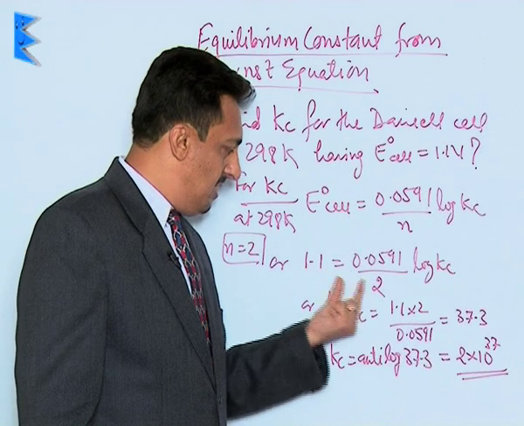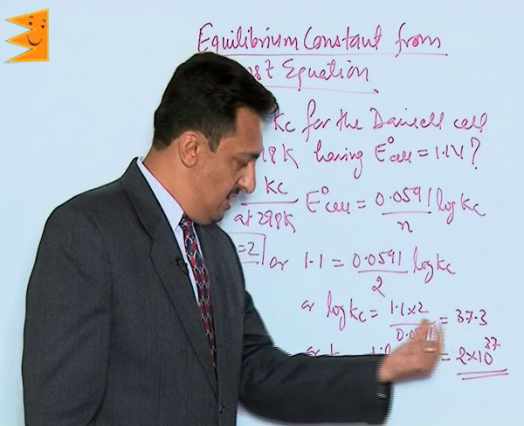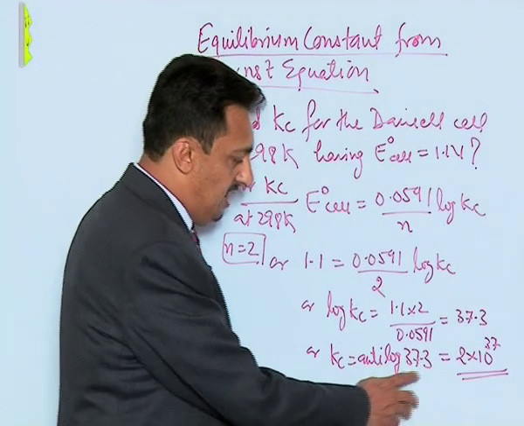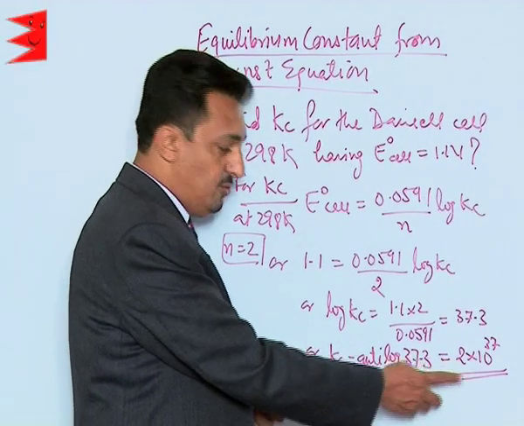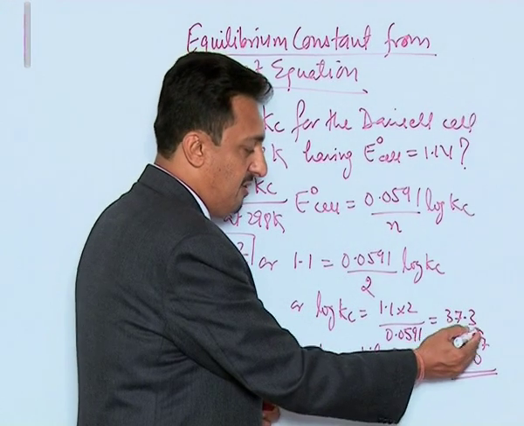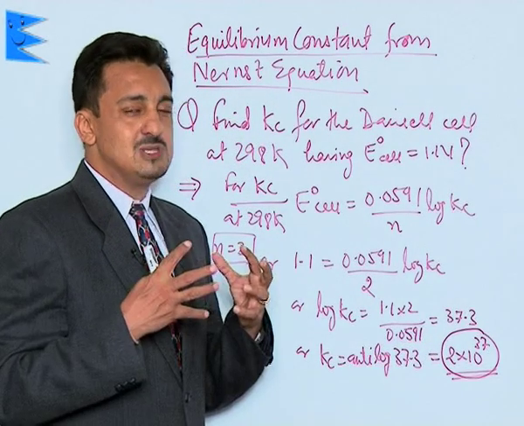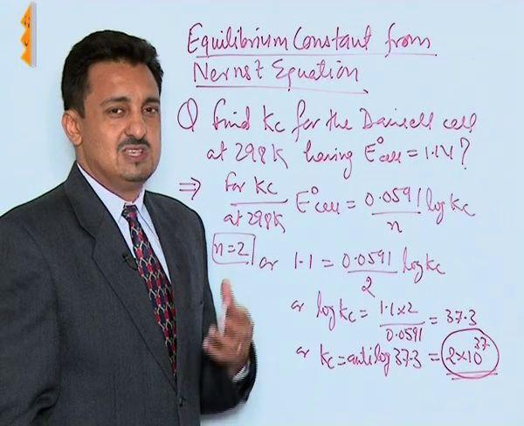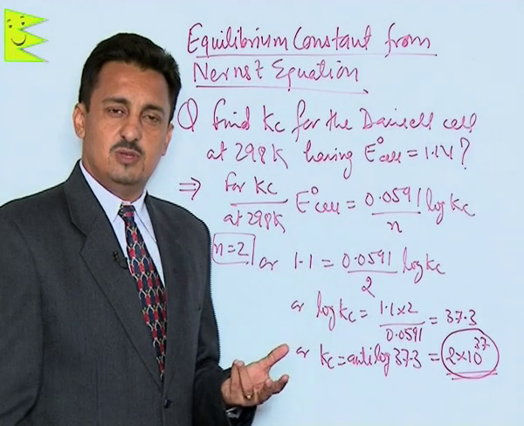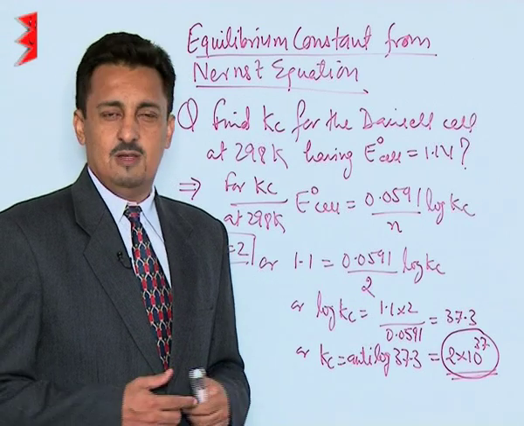So log Kc becomes equal to 1.1 into 2 upon 0.0591, which comes out to be 37.3. So Kc is equal to the antilog of 37.3, and when we take the antilog, 0.3 becomes approximately 2, and 37 becomes 10 to the power 37. So the equilibrium constant for the Daniell cell is this big. From here you can clearly imagine how spontaneous these redox reactions are, which have such a large value of the equilibrium constant. So this is how we can find out the Kc for any particular redox reaction or for any particular galvanic cell.